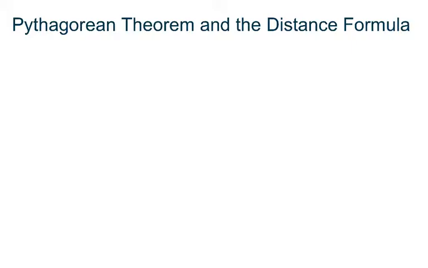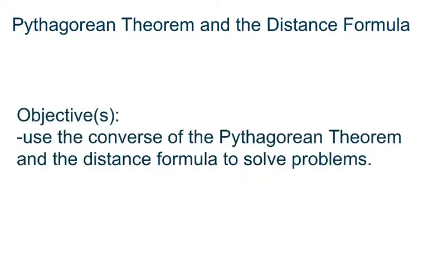And in this next lesson, we are going to be using the Pythagorean theorem some more, and we're also going to be using that to learn about something called the distance formula. Your objectives for this lesson are to use something called the converse of the Pythagorean theorem, and then the distance formula, which we will experience shortly to help us solve some problems. Let's go ahead and jump into first some key ideas.